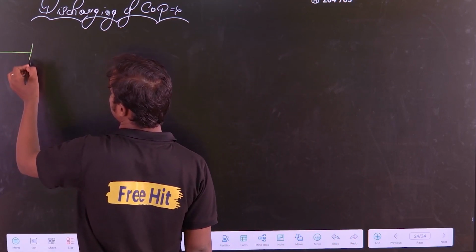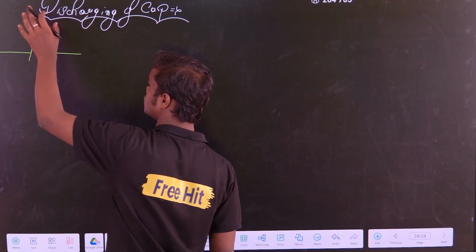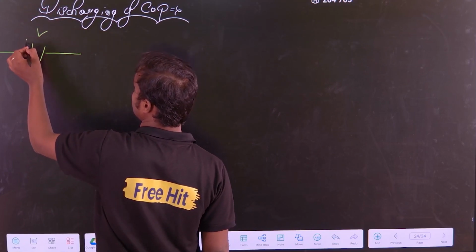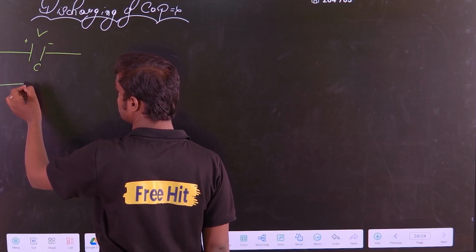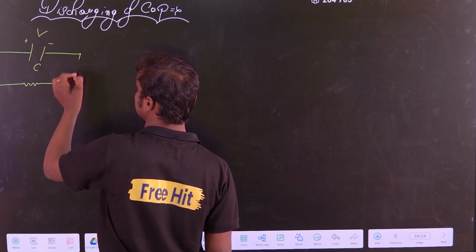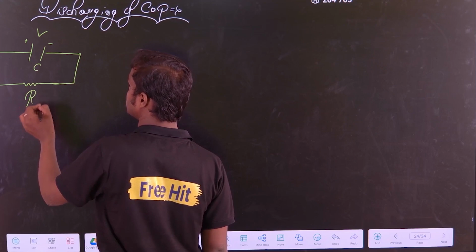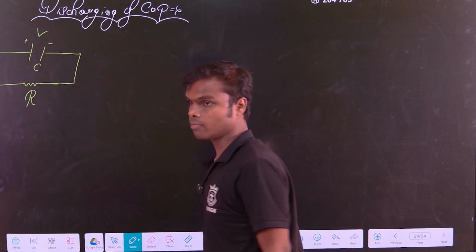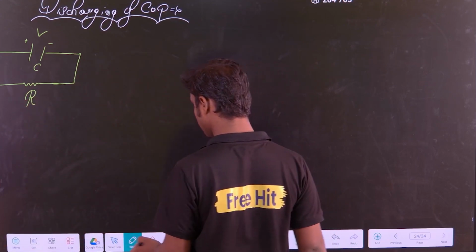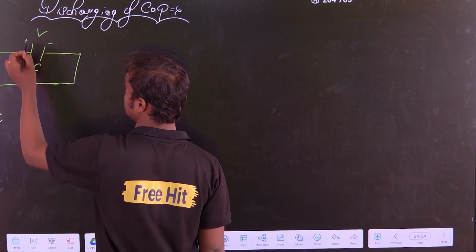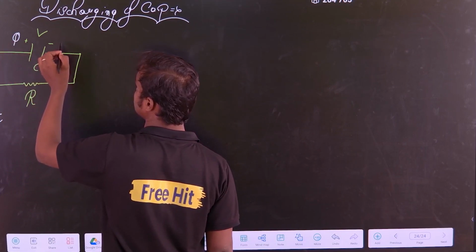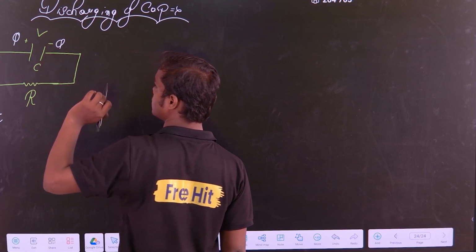Suppose there is a capacitor. Initially it is charged to some potential V, plus and minus. Now I have connected it to a resistor. There is no battery, because initially it is already charged, so there is no need of battery. So in this case, what is going to happen? On this surface we have a charge of plus Q and minus Q, correct?